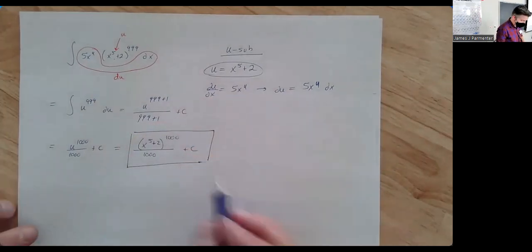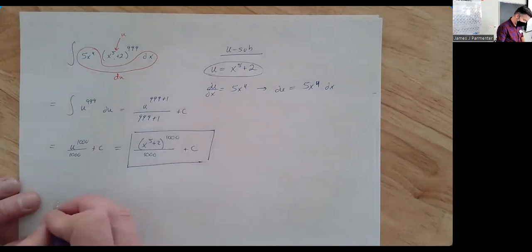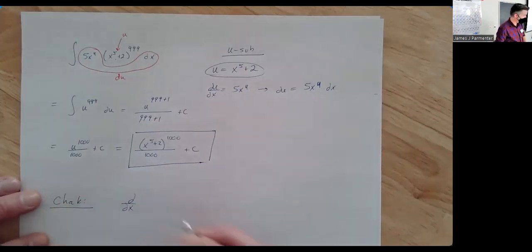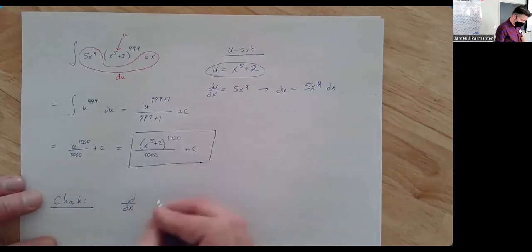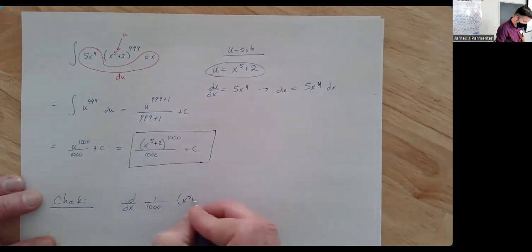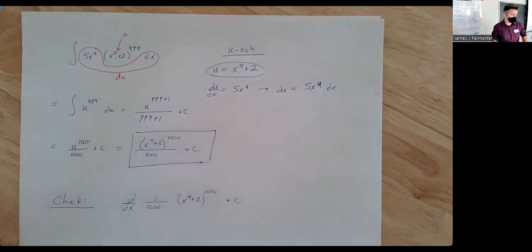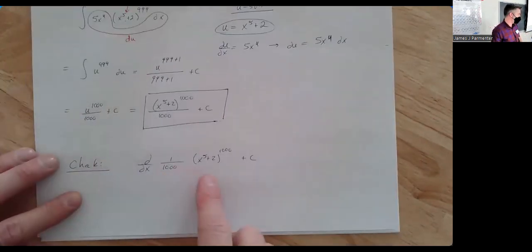And you can check, right? If you took the derivative of this, I'm going to write it in a way that makes it a little easier. I'm going to write it as 1 over 1,000 times (x to the 5th plus 2) to the 1,000th power plus c. So I don't have to really think about even considering the quotient rule. It's not a quotient rule problem. It's a constant times a function.